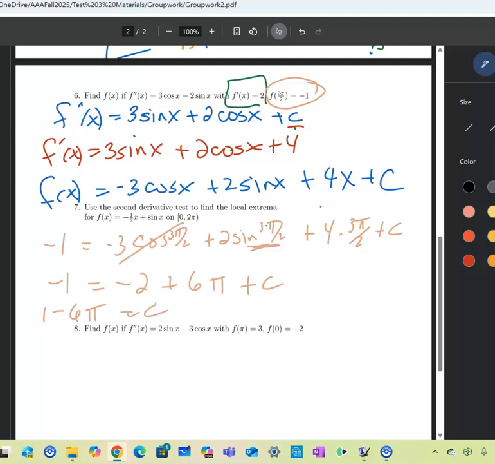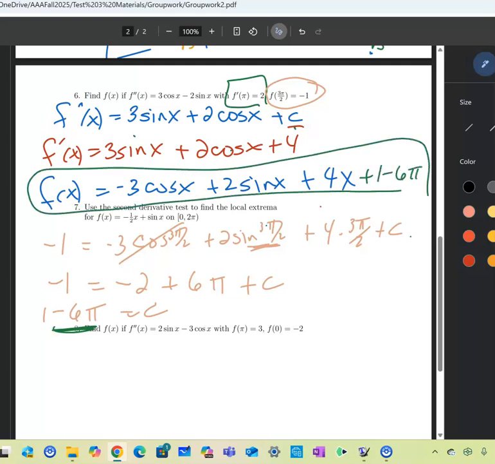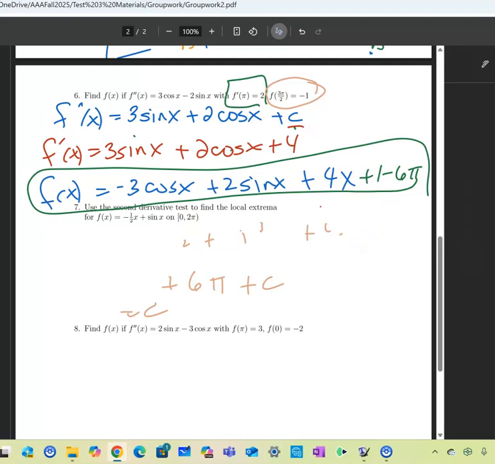So my final answer, and I'm just going to take liberties here, is I'm going to put this c in. So I'll have a plus 1 minus 6 pi. So that's the answer. So make sure you know it's not the c's or the d's, it's the whole function with everything plugged in. So here is our second derivative test again.